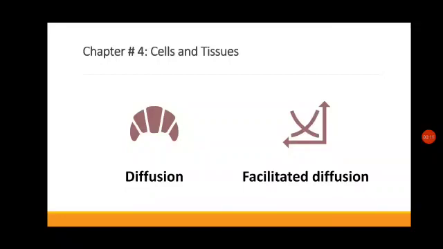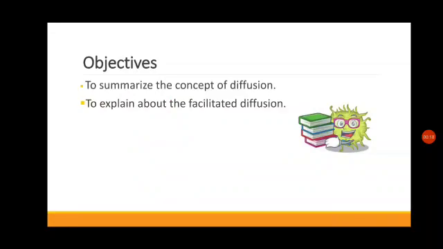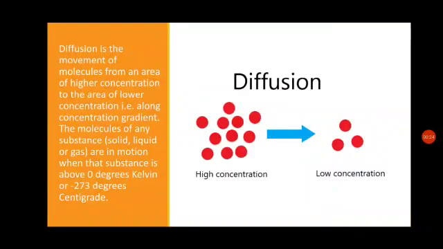Chapter number 4, cells and tissues, and today's topic: diffusion and facilitated diffusion. Here are some objectives: to summarize the concept of diffusion and to explain facilitated diffusion. First of all, I will tell you about diffusion.